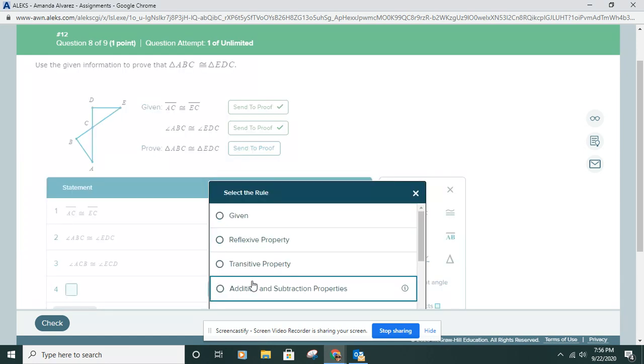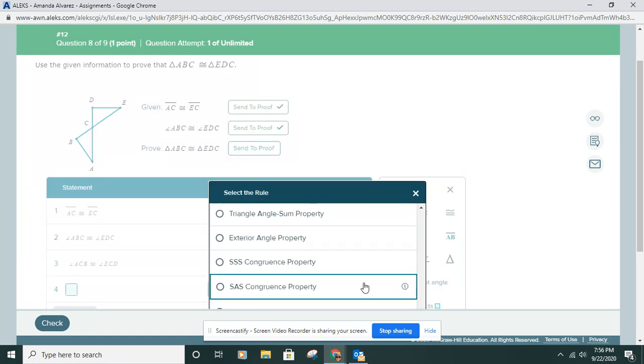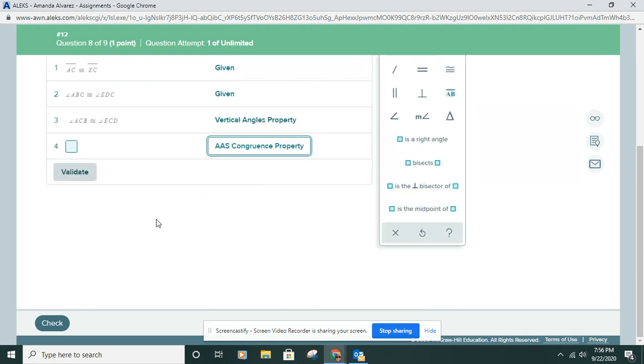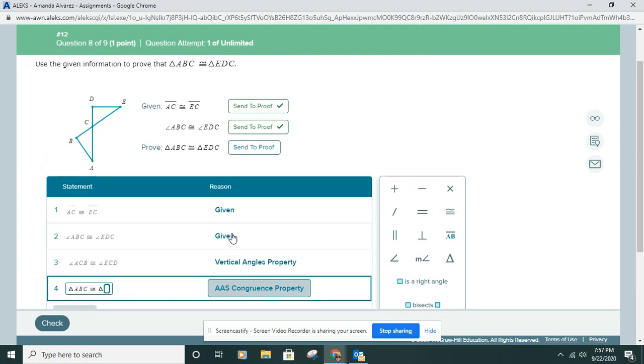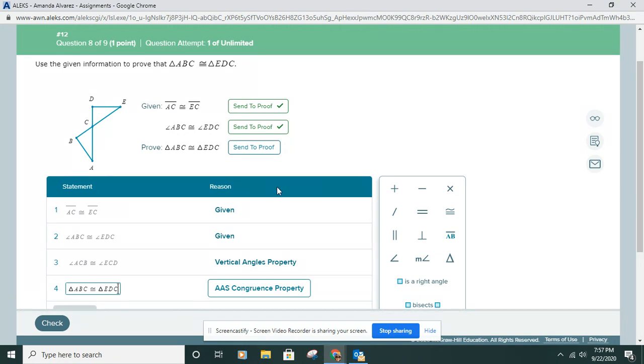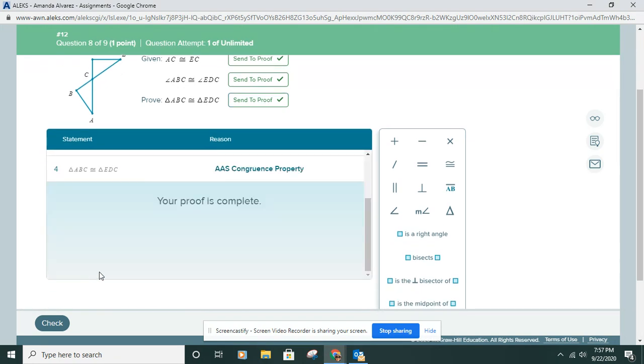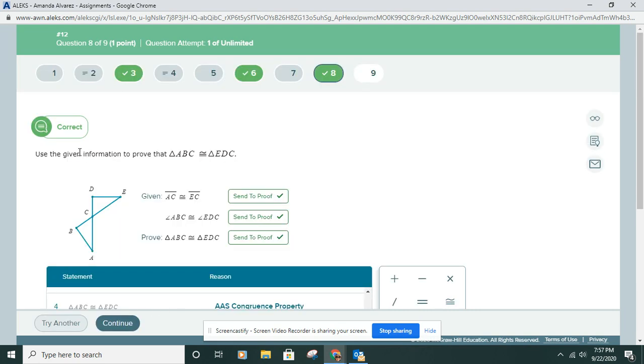So I just have to say, I'm going to put the reason in real quick while I am thinking about it. Angle, angle, side, and then I have to name the triangles correctly in the correct order. So I would go for the bottom triangle, ABC, and then congruent to triangle. A is corresponding to E, and then I went to B, so it's EDC. Just make sure you have all the corresponding parts in the same spot. Okay, it says my proof is complete. Let's check it. And it's correct.